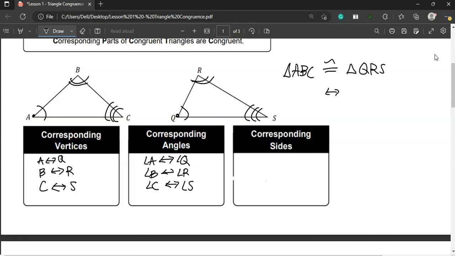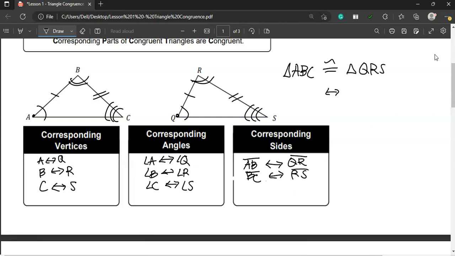This time, let's proceed to getting the corresponding sides. We have segment AB, or side AB, corresponds and is congruent to segment QR. So in symbol, it should be like this: line segment AB corresponds to line segment QR. Next, we have BC corresponds to RS.